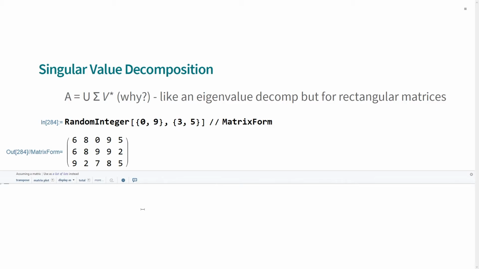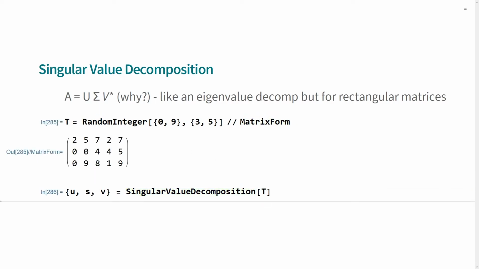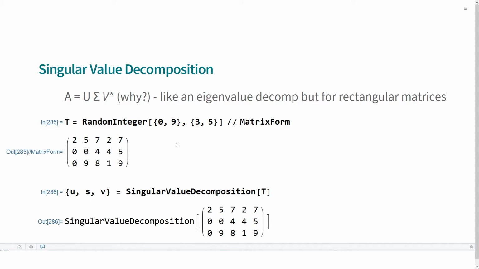One trick you can use to do that is when you set up the variables, you can tell Mathematica, I would like U, S, and V to be stored as the variables that come out of the singular value decomposition. I suppose I should name this. Let's call this T. And then this will be the singular value decomposition of T.